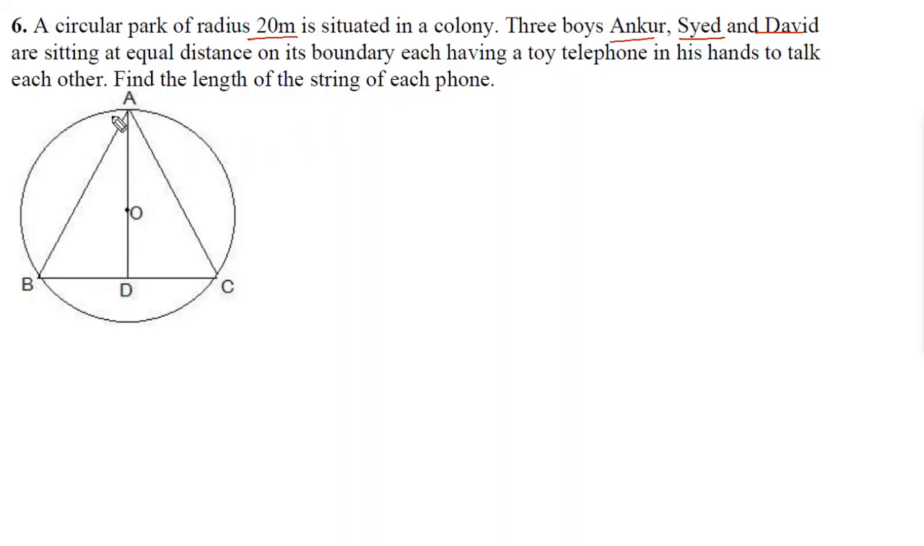That means the three boys are sitting at points A, B and C. They are sitting equidistant to each other, that means the distances AB, BC and CA are equal. Here the radius is given. Suppose O is the center, then BO or CO or AO is the radius, that is 20 meter. We have to find the distance between AB or AC or BC. So let's start it.